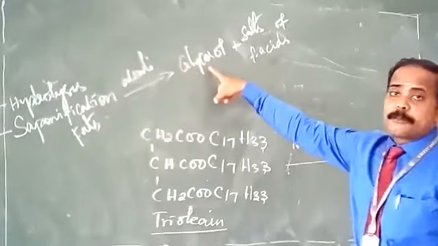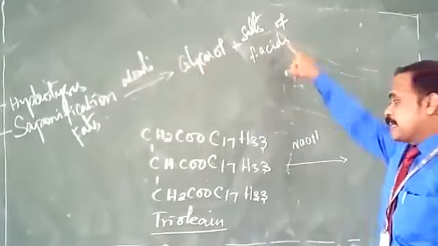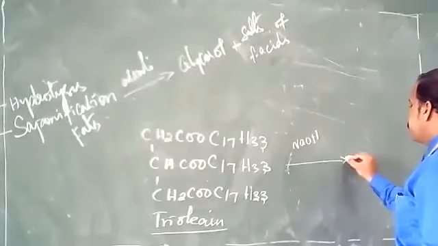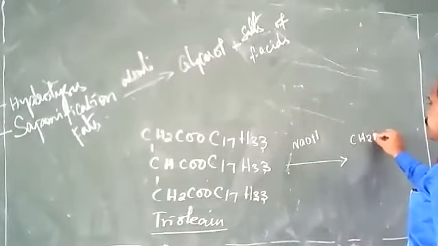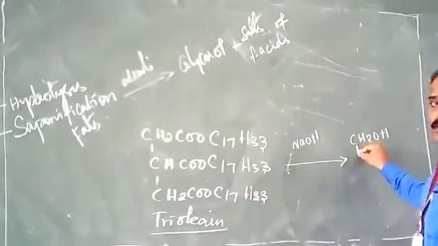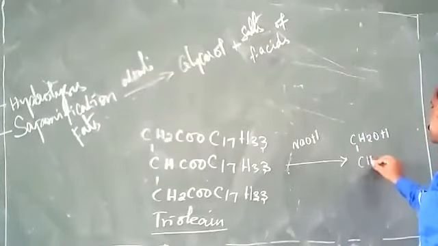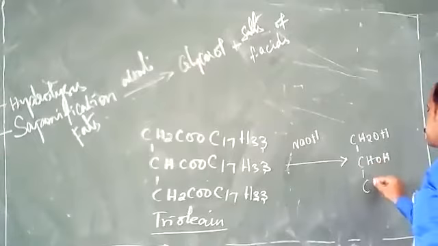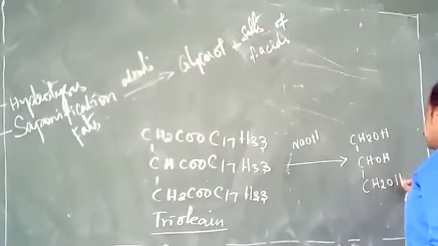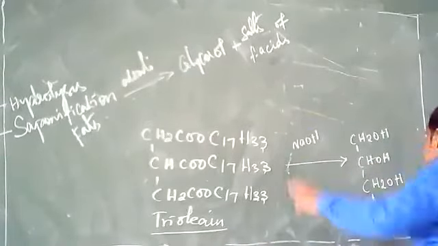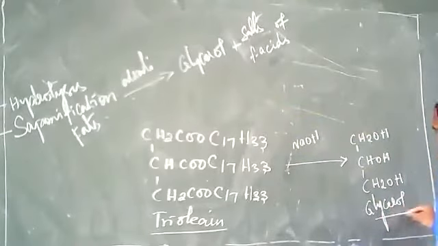It results in the formation of glycerol and salts of fatty acid. The main product here is glycerol, so we can write the structure of glycerol. Glycerol is a 3-carbon compound: CH2OH, CHOH, then CH2OH. Glycerol is considered to be the major product.